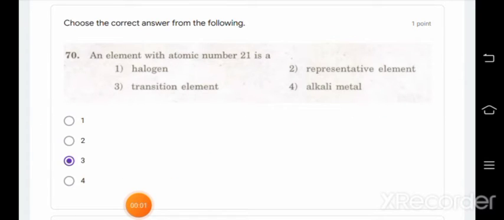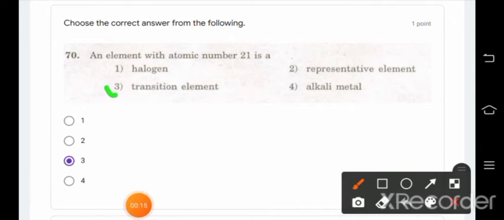So the next question, the third question, is: an element with the atomic number 21 is a what? They have asked what the element with atomic number 21 is. So the answer is transition element. Transition element is the answer to this question.